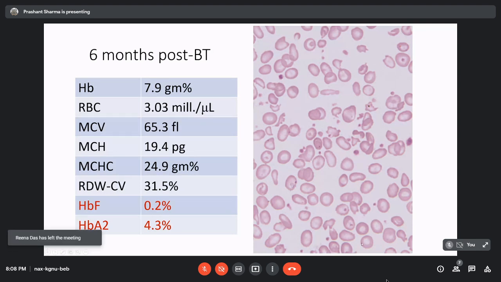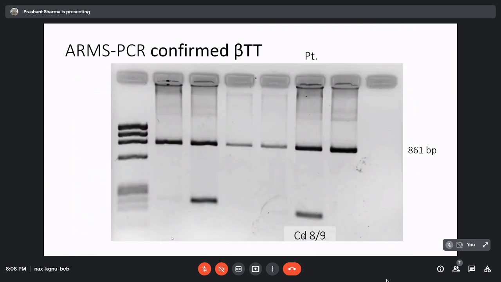Her own platelets are, of course, all right. And her HPLC was done again, and this is just showing beta thalassemia trait. So what's going on? What we first did was reconfirm beta thalassemia trait.